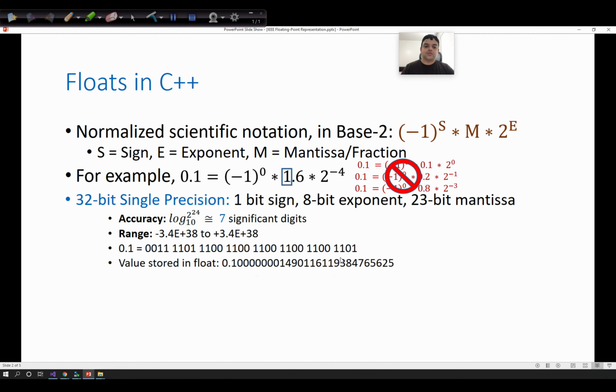Now the number that is stored as a float is 0.1 with 0000000 and then a few other digits. We see after 7 significant digits, they're no longer accurate.